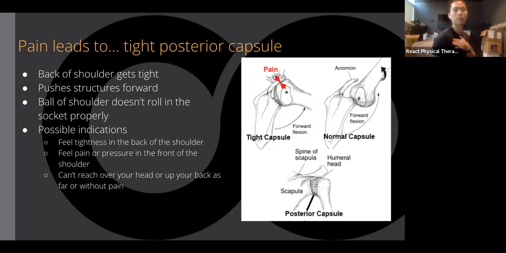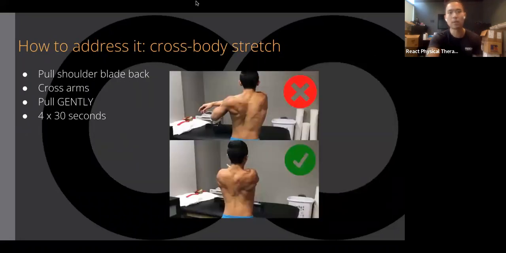Because everything's pushed forward and pressing on the stuff in the front. Or, if you try to reach up or up your back, you may have pain. Okay, so those are possible indications that you have tightness in the back of the shoulder. So what do we do about it, right?